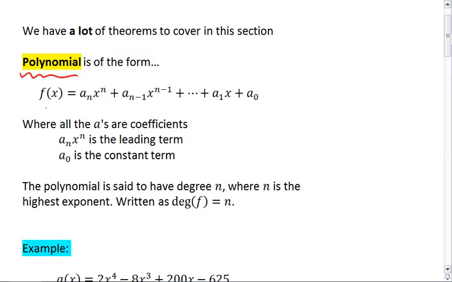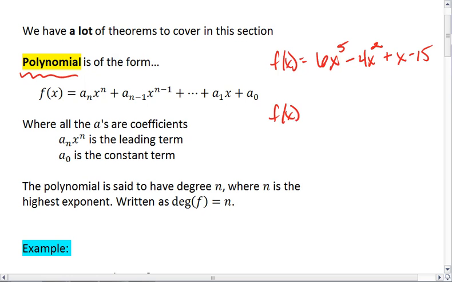First of all, before we jump into theorems, let's make sure we understand exactly what a polynomial is. A polynomial is always written in the form f of x equals a sub n times x to the nth plus a sub n minus 1 times x to the nth minus 1 plus so on and so forth until we get to a sub 1 times x plus a sub 0. For example, if we actually plug in numbers, we could have something of the form 6x to the 5th minus 4x squared plus x minus 15.